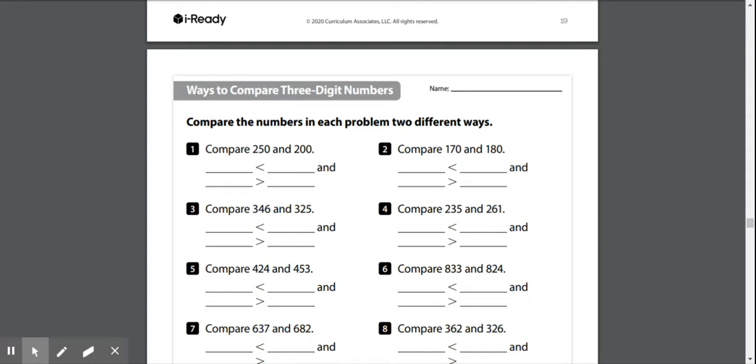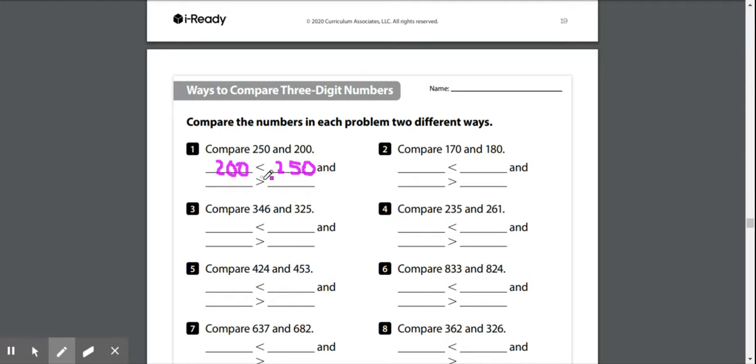And then we're going to compare. So ways to compare 3-digit numbers, you can compare them using a less than symbol or a greater than symbol. So you're going to have to flip these. So if we look at this, I would have 250 and 200. Which is the smallest of the numbers? We have 200 is the smallest one. Then we have 250. We want to eat the biggest number.